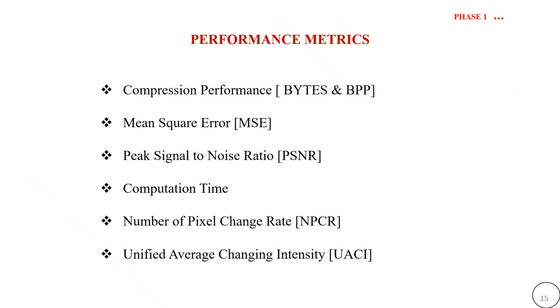The test data. Here we are using some performance metrics: compression performance, mean square error, peak signal to noise ratio, computation time, and then NPCR and unified average changing intensity, UACI. Those are all the metrics used to measure the performance of the entire system.